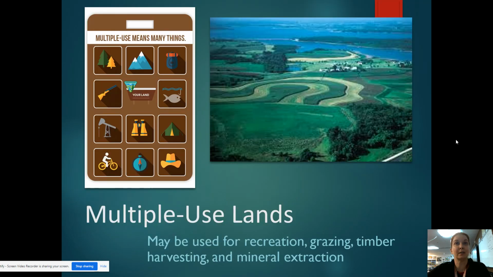multiple use lands. So multiple use lands may be used for recreation, grazing, timber harvesting, and mineral extraction. So you may have an area where lots of different things are happening on it to make as many people happy as possible. So it might not be the most sustainable way to do things, but the more people we can make happy, the fewer issues we're going to have in the future.